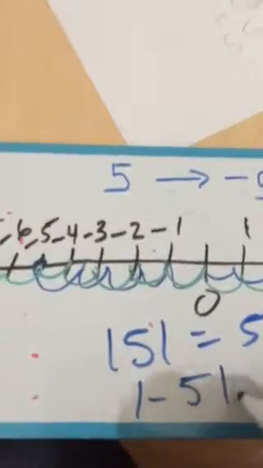So absolute value is the same concept. If you have the absolute value of 5, it's 5. And if we have the absolute value of -5, that's 5 too, right? Because it's the same distance from 0.